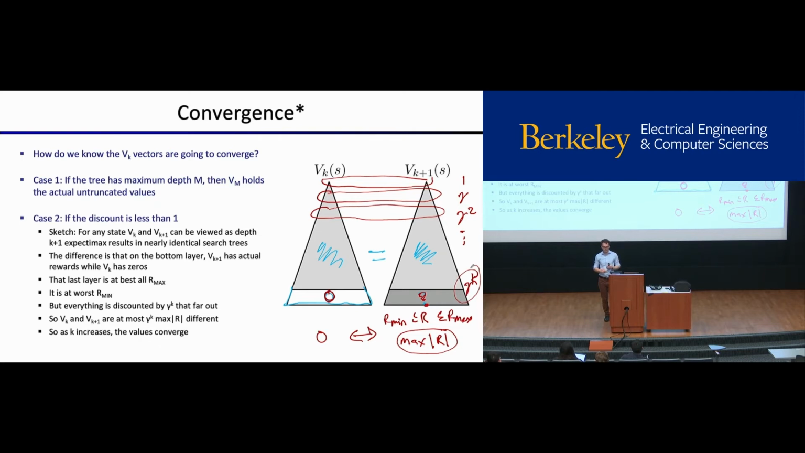So as k increases, we're essentially taking the difference between max absolute value of R and 0, which is also just the max absolute value of R, and multiplying by this term gamma to the k. That's saying as k increases, the difference between these two trees is going to be decaying to 0. So hopefully this should convince you that over time, as k gets large, these two trees will only differ by that last layer, and the last layer will become increasingly inconsequential because gamma is discounting things. All right?